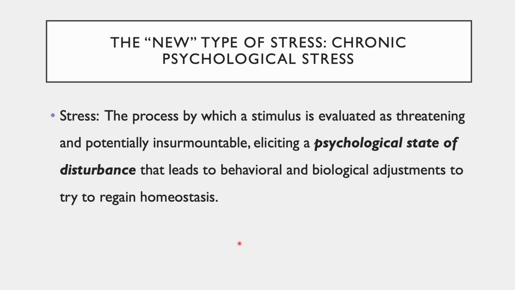Now, stress is this process in which a stimulus is evaluated. We can see it as threatening or potentially insurmountable. This can elicit a really deep disturbance of our mental health, and it can lead to different behavioral and biological adjustments so that the body can try to regain homeostasis. Now, previously, as I mentioned, we encountered physiological stressors, but for the most part today, our stressors are psychological. These deeply rooted stressors can make us anxious. So sometimes we sadly have this chronic worry.